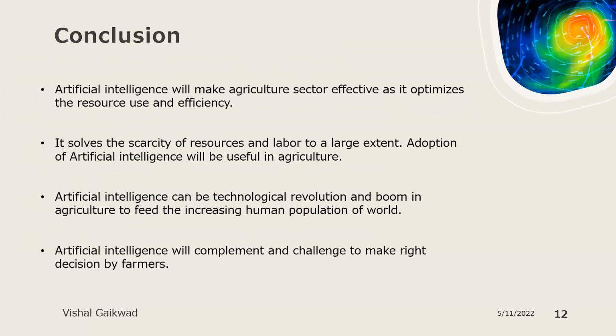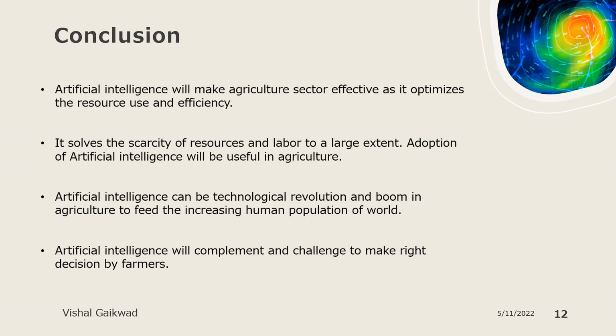So we come to our conclusion. As artificial intelligence improves the resource use and efficiency, this will make the agriculture sector effective. So this is our first point. Second is that, as we know, labor and resource scarcity cannot be predicted by humans. So artificial intelligence will also help in predicting how much resource and how much labor is required for agriculture.